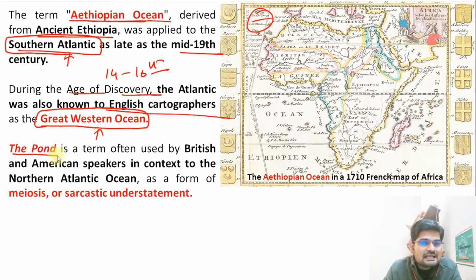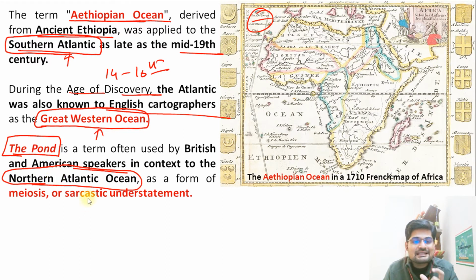And the Pond is another name which is also very famously used by British and American speakers in context to the Northern Atlantic Ocean specifically, which is narrow, and that's why sarcastically many times people refer to it as just a pond, by undermining or making an understatement, which is also called meiosis. So that is another important word that is used in context to the Atlantic Ocean only. So this is regarding the concept of the word Atlantic and also how it has been named, and the Northern and Southern Atlantic have been known to geographers, cartographers and other scholars by different names at different time periods.